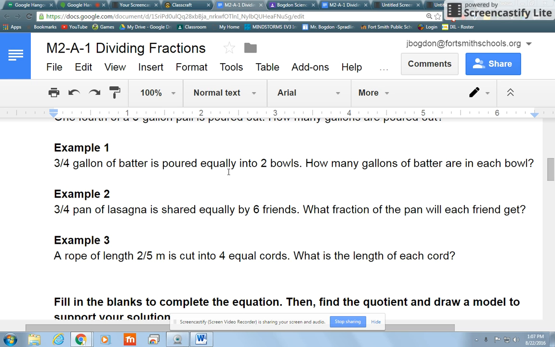So example one, Alex, you said 3/4 of a gallon. Looks important, so let's all make sure we write that down. What else? How many times is it being shared, Adrian? 2 times. So I need to write down 2 bowls.